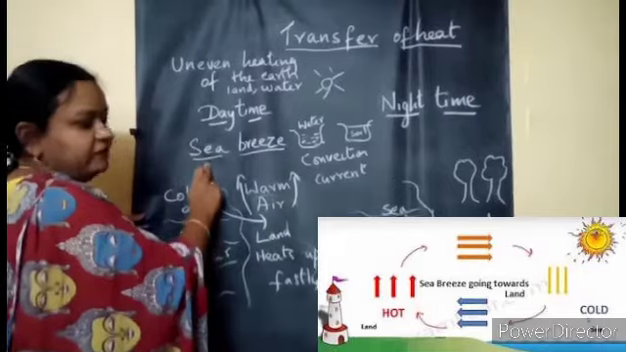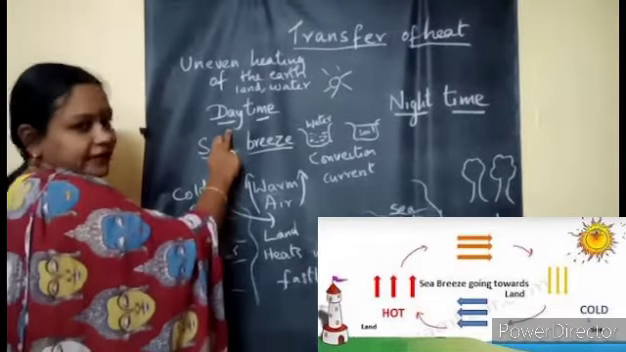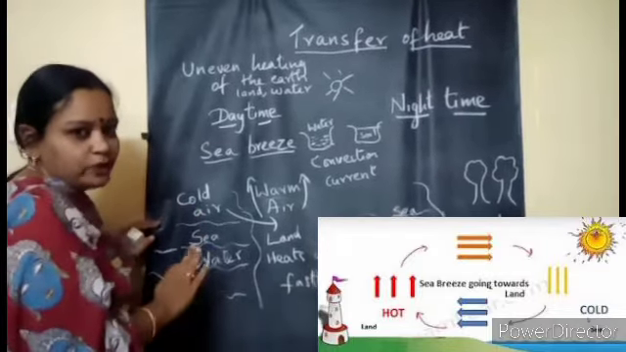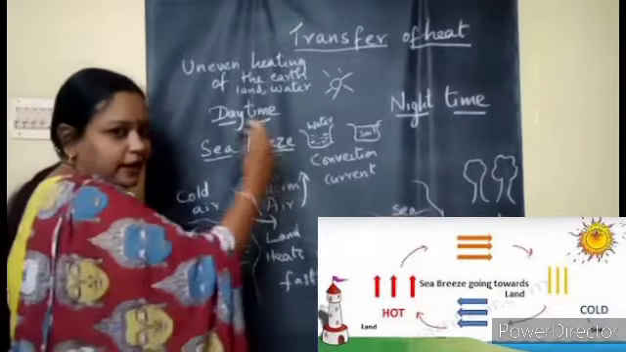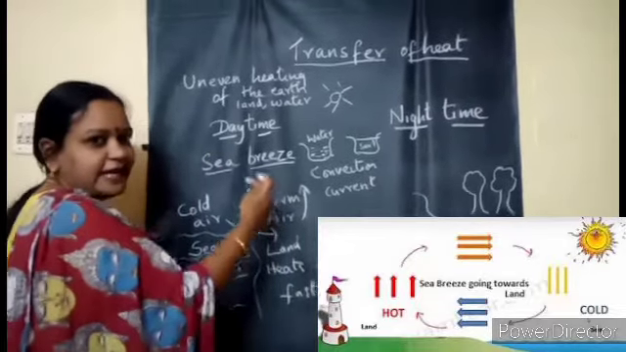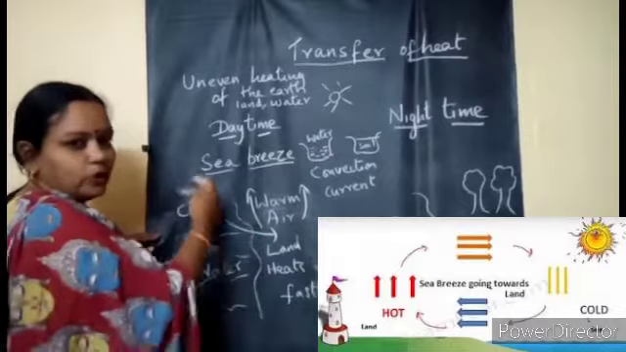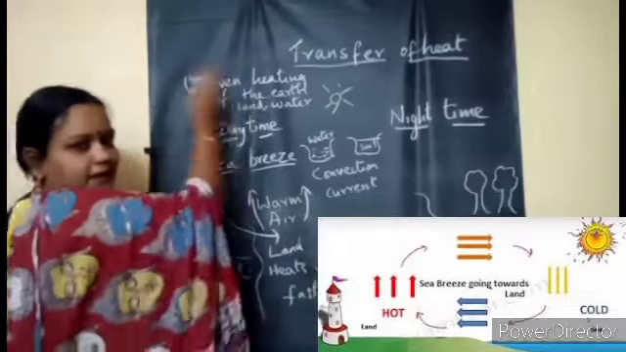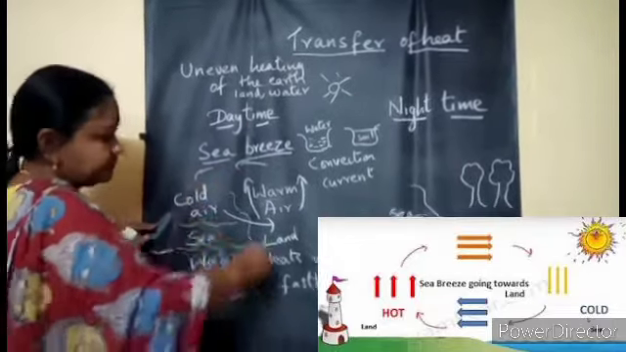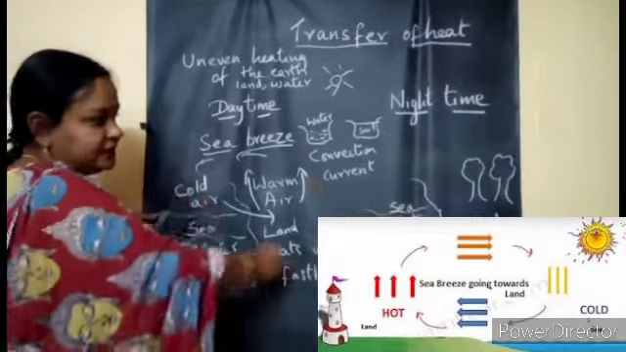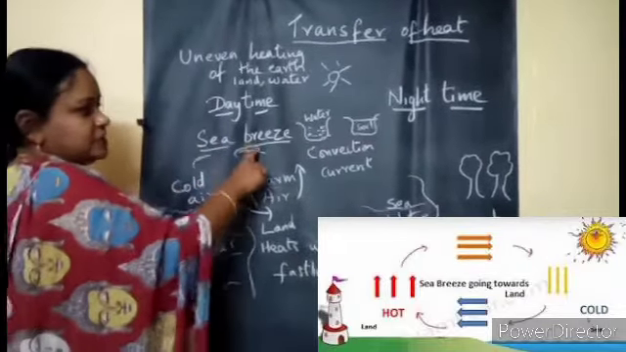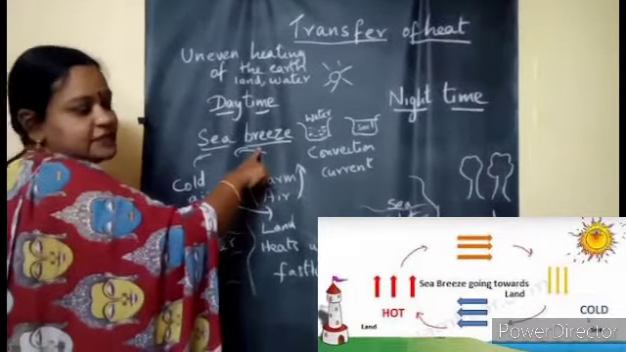So sea breeze, when can we experience the sea breeze? In the daytime. Where can we experience it? In the coastal areas. Why? I hope now you can explain. Air above the land is getting heated up faster. Air above the water is still cool. Warm air rises up. Cold air occupies. So like this, it is like a current. This movement is there in the air, so that causes the breeze. That is called sea breeze.